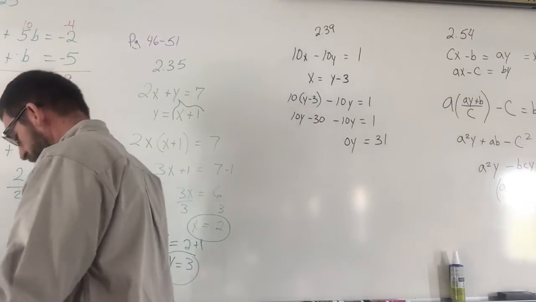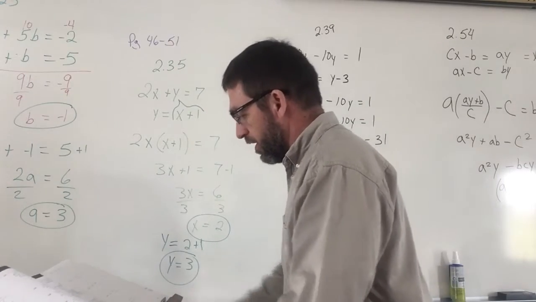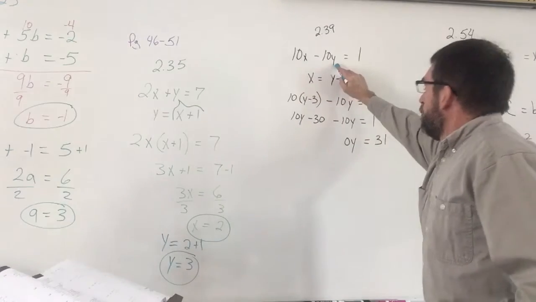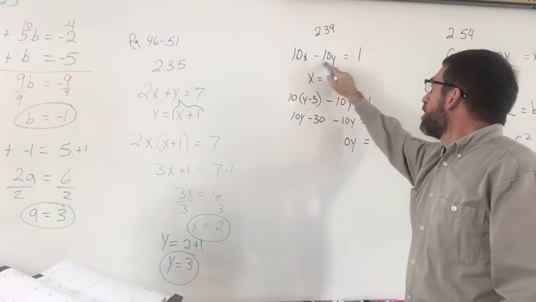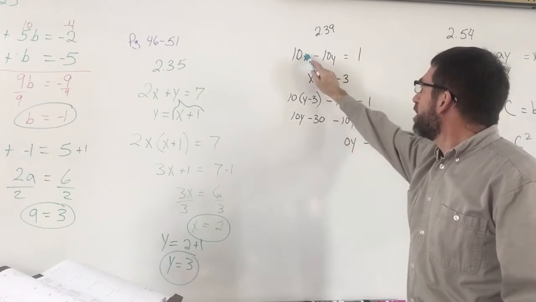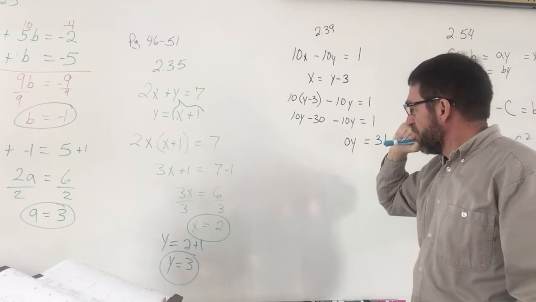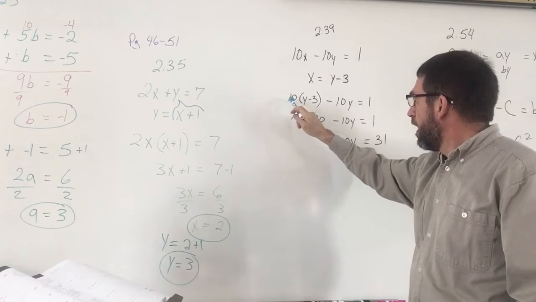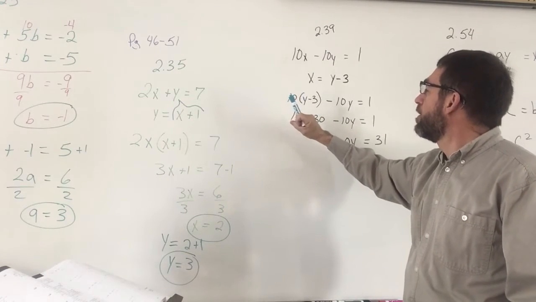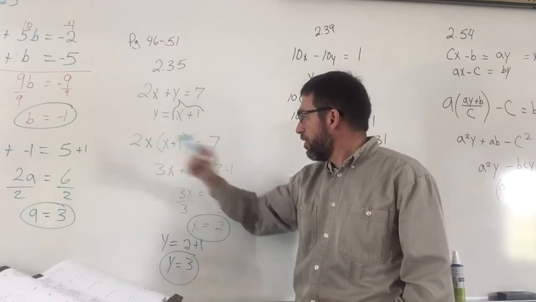239 on the next page is 10x negative 10y equals 1, and then x equals y negative 3. So I took them and put them in here, 10x negative 1, and now if you look, x equals y negative 3. So y negative 3 is going to go right here in this spot. So I put that here, and I multiply. Now there I multiplied. I'm still confused about this one right here.